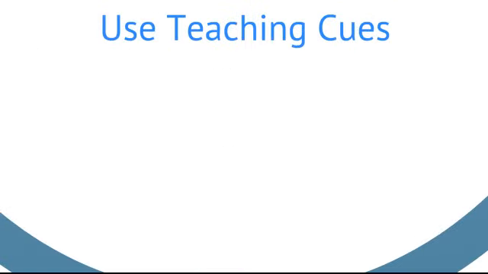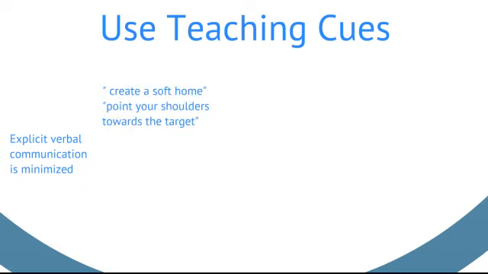So we need to make sure that we use some teaching cues. But first, we have to remember that explicit verbal communication is minimized. One example of a cue is "create a soft home." It can help children learn how to catch the ball softly in their hands without letting it bounce off their palms. Another example is "point your shoulders toward the target." It can help kids understand how to properly direct the ball and get the ball to the target, yet we're using very little explicit communication without tons of instruction.